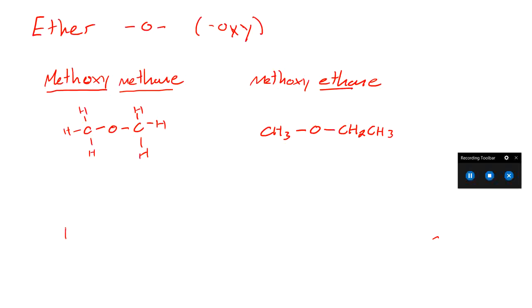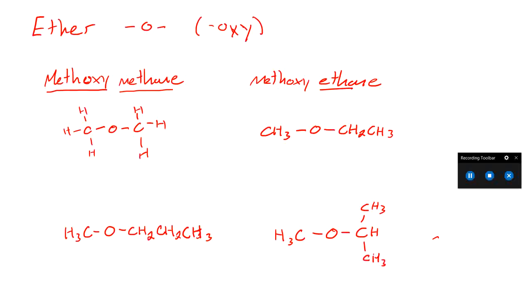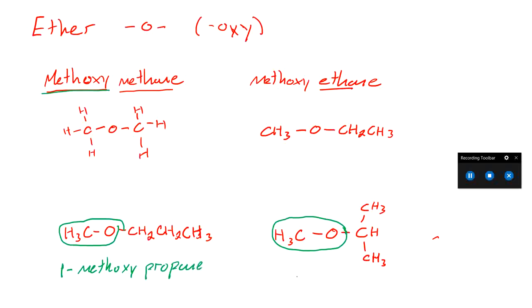We could have a methyl group attached to an oxygen, and then attached to a propyl group, so CH2, CH2, CH3, 3 carbons. But we could also have this same compound with a methyl group and then attached to the middle of a propyl group. Okay, so in this case, because the methoxy is our prefix, this piece is our functional group, so we say where that's located. So this one would be 1-methoxypropane, and this one would be 2-methoxypropane.